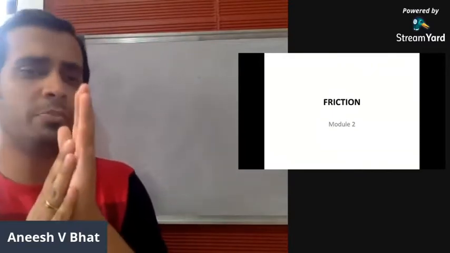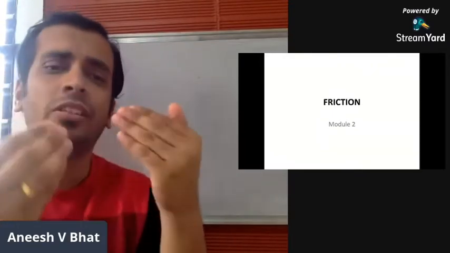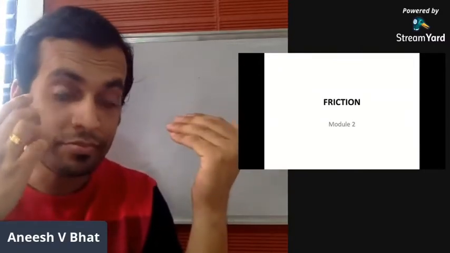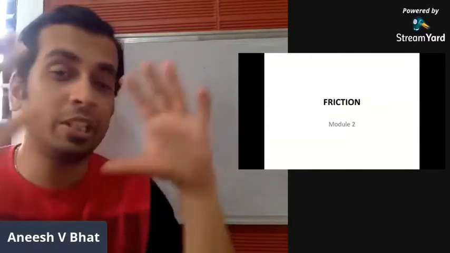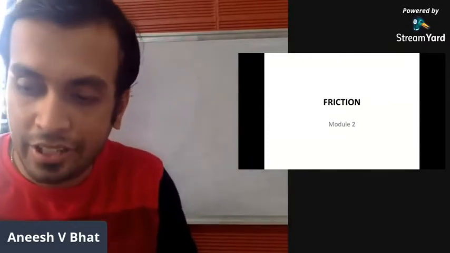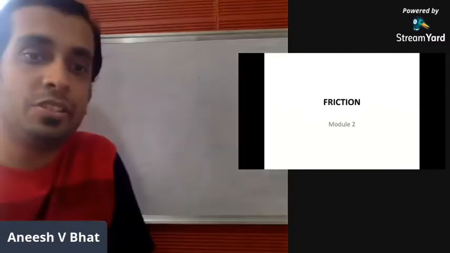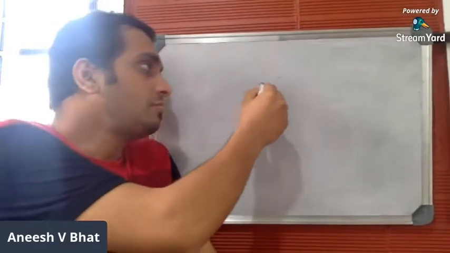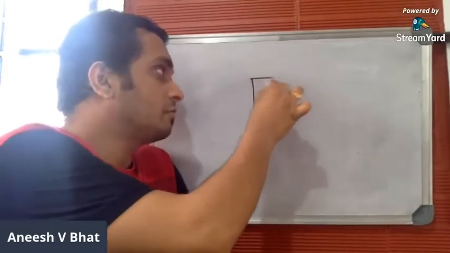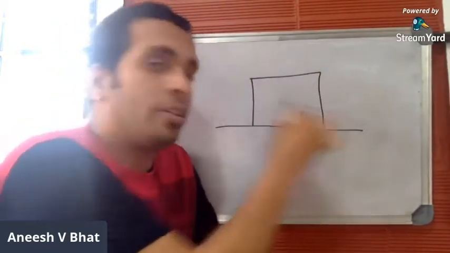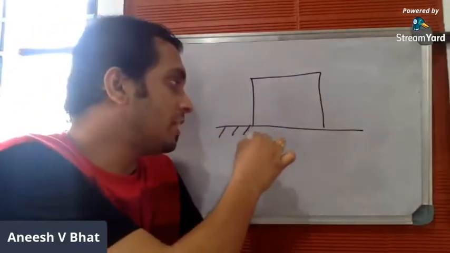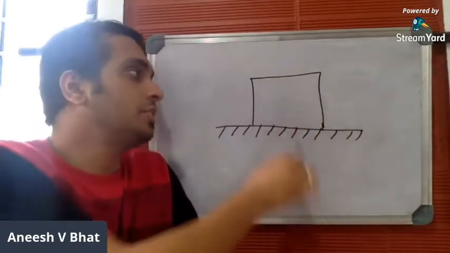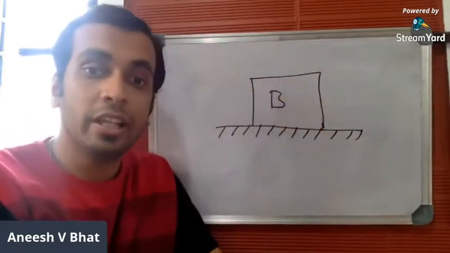Let us try to understand the concept of friction. Friction is also called frictional resistance offered by a particular surface when a body is in contact with the surface. Let us try to understand this in detail. In order to understand the concept of friction, let me consider a body, and this body is in contact with the surface.